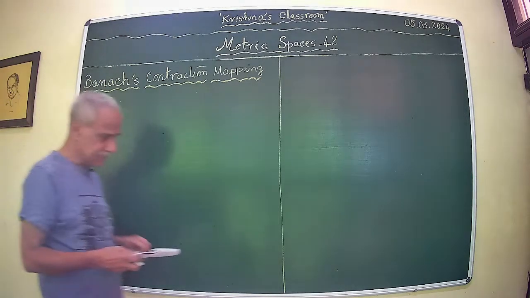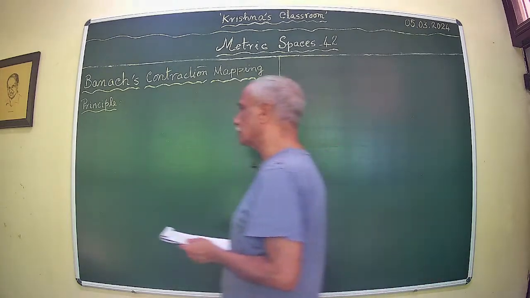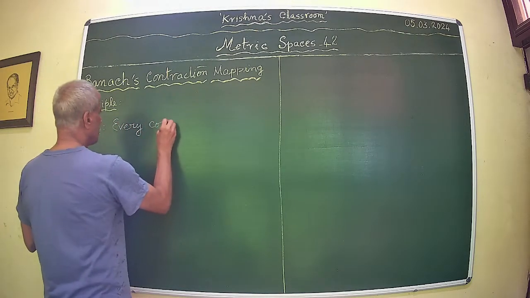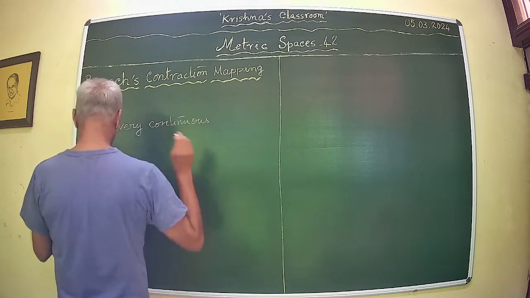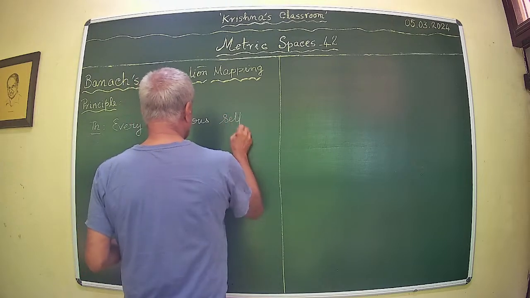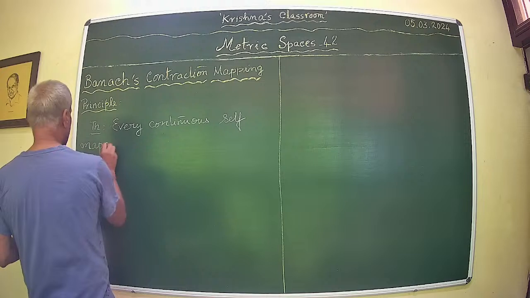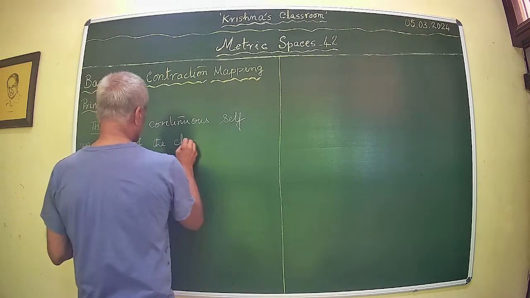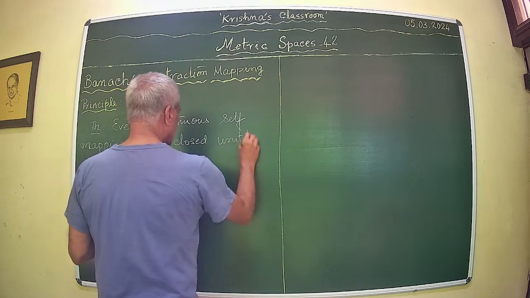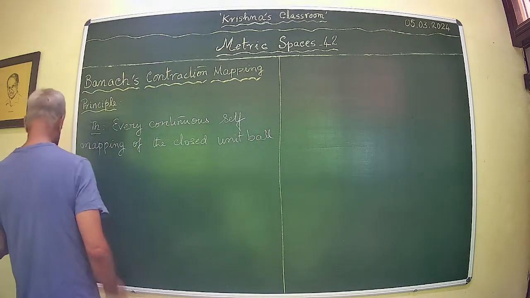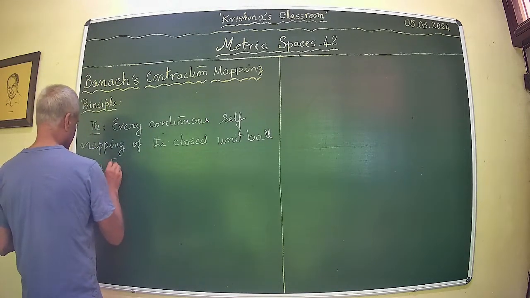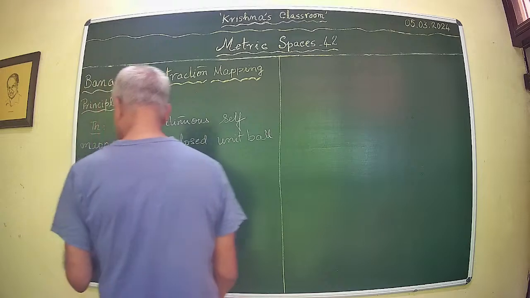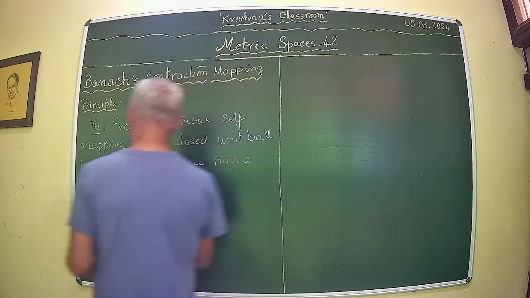The theorem states the following: every continuous self-mapping of the closed unit ball in a Euclidean space has a fixed point.